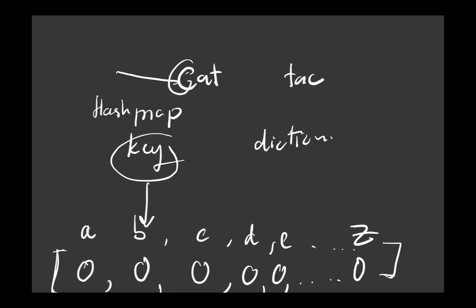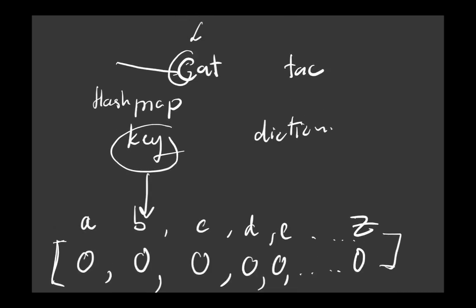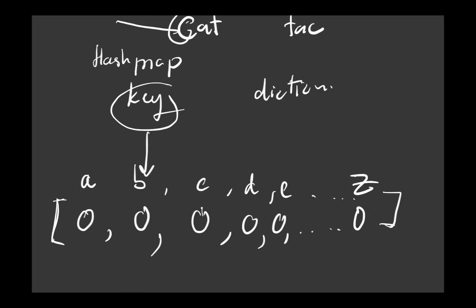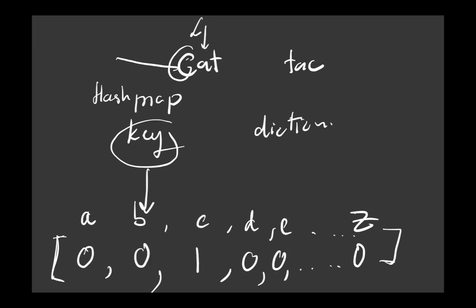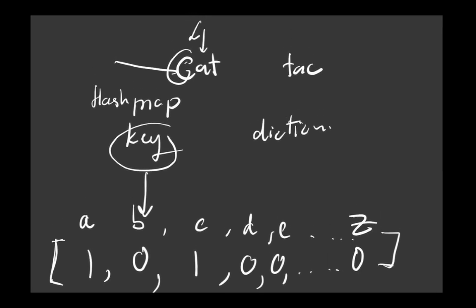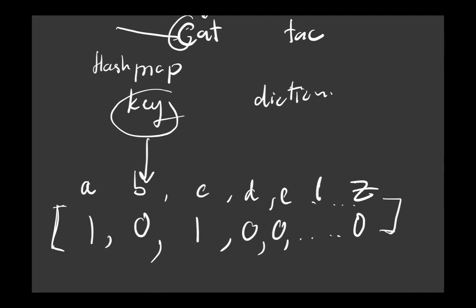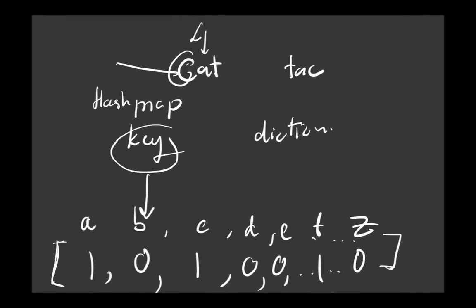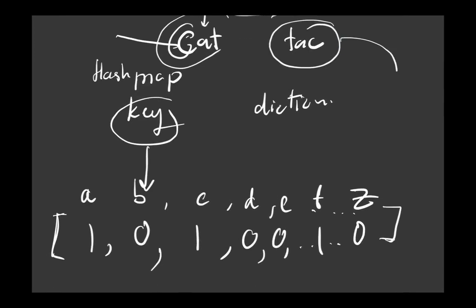The first alphabet here is C. When it sees C, it's going to count +1 here. And when it sees A, it's going to count +1 here. And when it sees T, it's going to put +1 here. And then when it goes to the next word, tag, if this array is the same, it's going to belong to the same key.